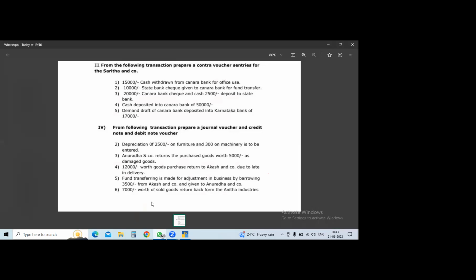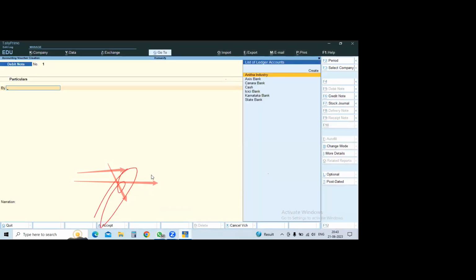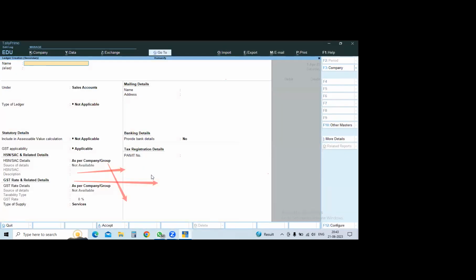Fifth question is the one we have done, no? Fourth one is the purchase return. That is a journal. Company to company fund transfer comes under journal ledger. Now I need to create Akash and Co. Yes, Akash and Co., fourth question. Akash and Co. account data are under sundry debtor.